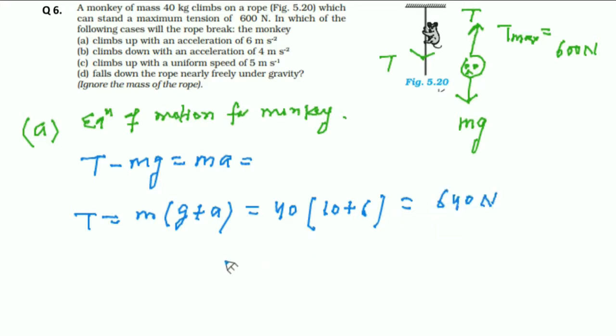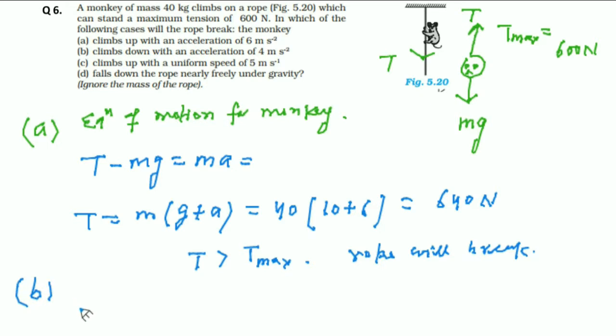So now this T is greater than T max, so the string will break. In this case, the rope will break, because the maximum tension the string can actually stand is 600 Newton. Now the tension is coming to 640, so the rope will break. Let's go for B.